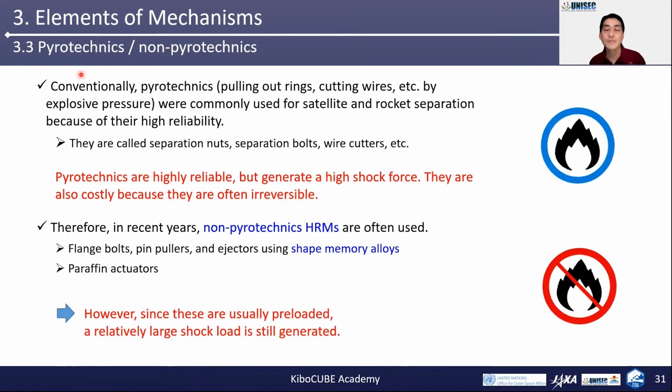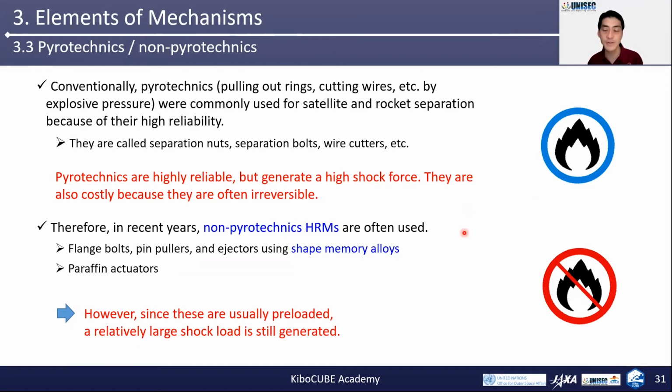So let me introduce pyrotechniques and non-pyrotechniques as commonly used hold and release mechanisms. Conventionally, pyrotechniques such as pulling out rings and cutting wires by explosive pressure were commonly used for satellite and rocket separation because of their high reliability. They are called separation nuts, separation bolts, and wire cutters. Pyrotechniques are highly reliable, but usually generate a high shock force. They are also costly because they are often not reversible.